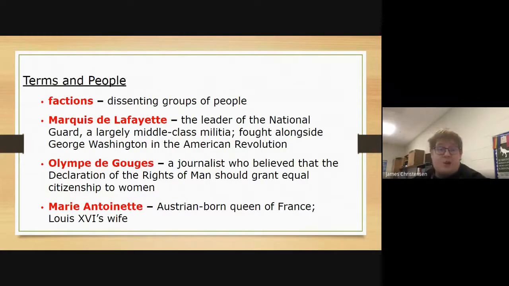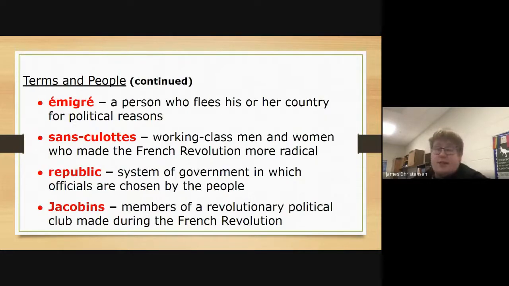So some terms and people for section 2 we need to learn about. Factions, or groups of people. The Marquis de Lafayette we've talked about previously. Olympe de Gouges was a journalist that we'll talk about later on. Marie Antoinette was Louis XVI's wife. Émigrés, these are people who flee his or her country for political reasons. The sans-culottes, working class men and women who made the French Revolution more radical.